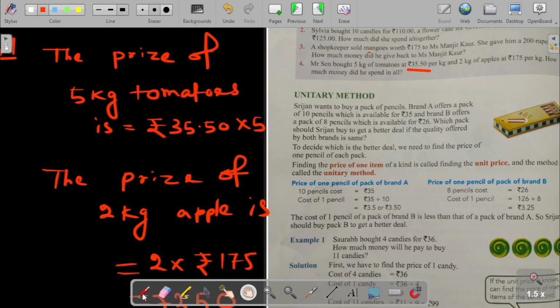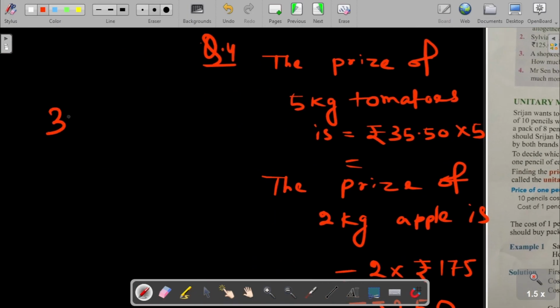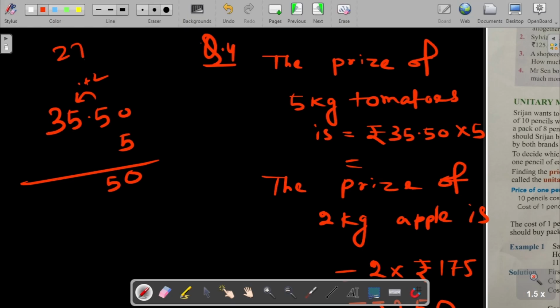And what is the price of 5 kg tomatoes? So 35.50 multiplied with 5. So 5 multiplied with 0, this gives 0. 5 multiplied with 5, 25. So we'll write the unit digit and 2 is carry forward. So 5 multiplied with 5, 25. And 25 plus 2, 27. So we'll write the unit digit. So 2 is carry forward again.